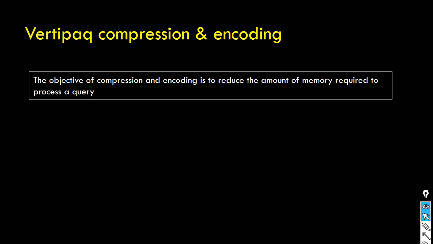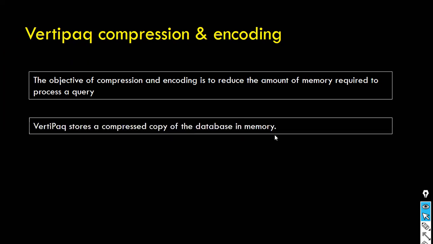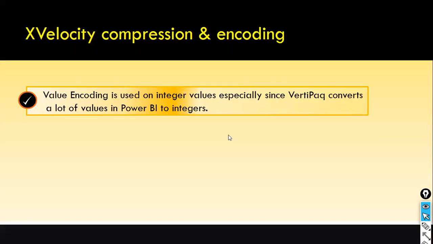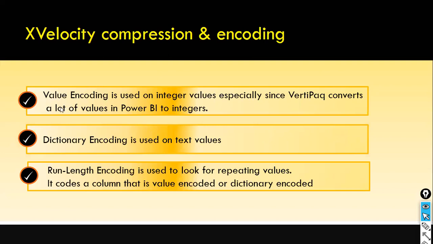Okay, now we have seen that the data gets compressed and then it loads. What algorithms or techniques does it use to compress the data? That is called encoding. Vertipaq stores a compressed copy of the database in memory, as we have seen. The technique is called encoding, and we have three types of encoding: value encoding, dictionary encoding, and run length encoding. If you have an integer data type, then value encoding is the mechanism used to compress the data. If you have text data, dictionary encoding is used. If it is repeating values, then RLE, the run length encoding technique, is used.